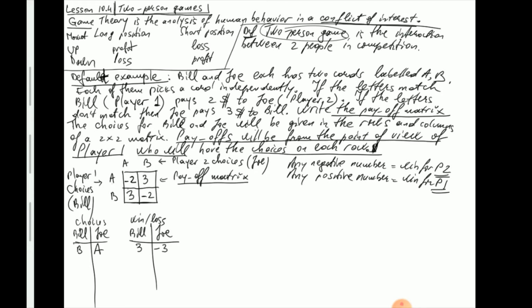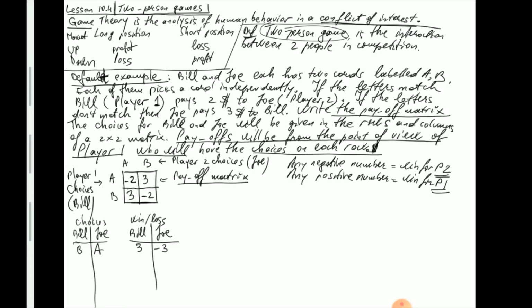so you can write $3 here and -3 for Joe. Okay, so the matrix doesn't contain both, right? Because once we know +3 for one player, that's automatically -3 for the other. Okay, that's why these are also called zero-sum games. Any win is a loss for the other and vice versa.